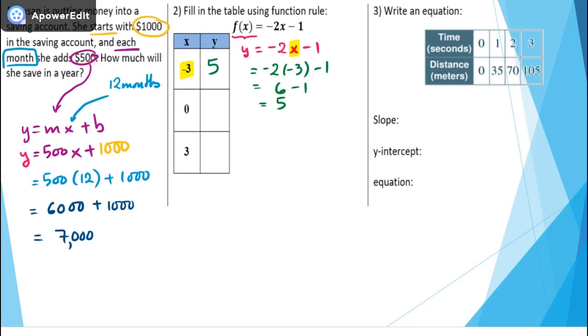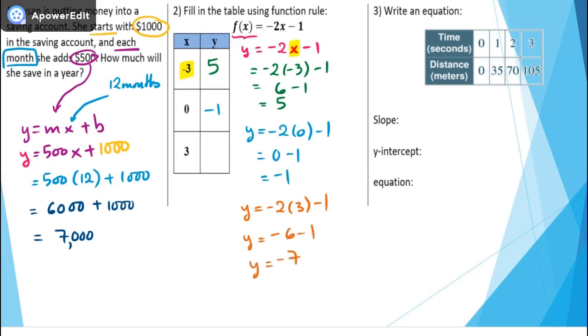Then we're going to plug in 0. y equals negative 2 times 0 minus 1. So negative 2 times 0 is 0, minus 1 is negative 1. So (0, negative 1). Then we're going to plug in 3. y equals negative 2 times 3 minus 1. So negative 2 times 3 is negative 6, minus 1, y equals negative 7. Okay, and that's it for number 2.